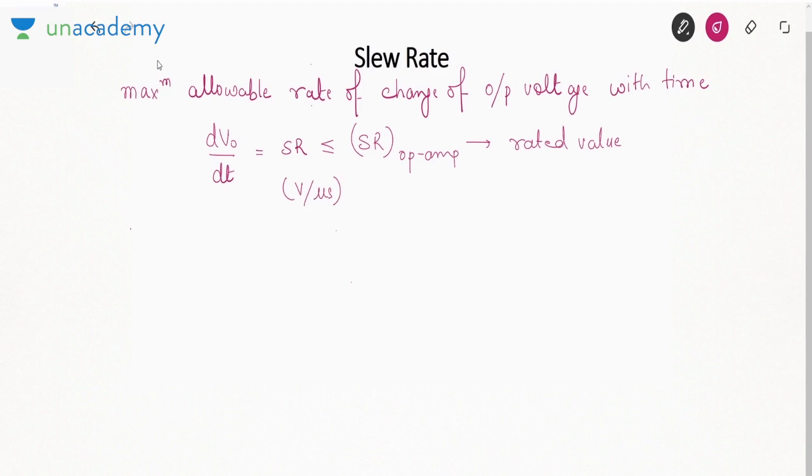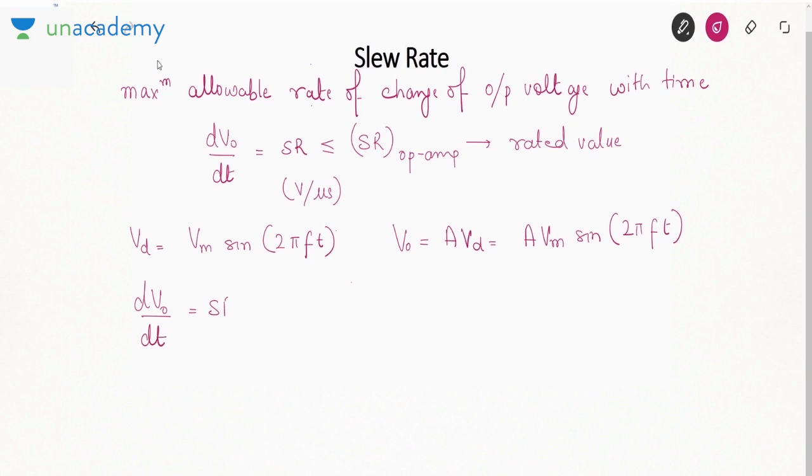Now suppose the input voltage or difference voltage is Vm sine 2 pi f t. That is a sinusoidal signal. Then V0 is A VD, so A Vm sine 2 pi f t. Then we will find out the slew rate of the output voltage. So it will become A Vm into 2 pi f cos 2 pi f t. This should be less than the slew rate of Opamp.